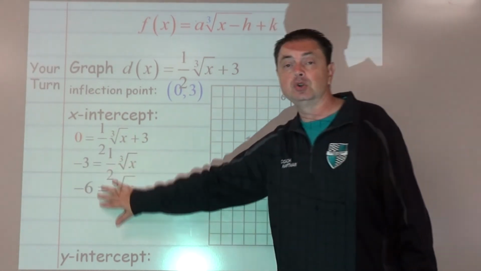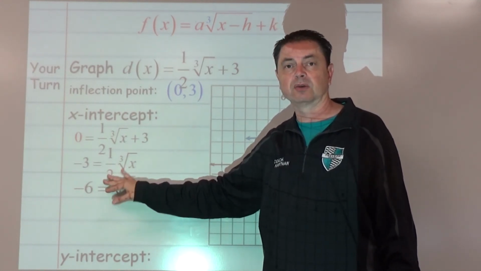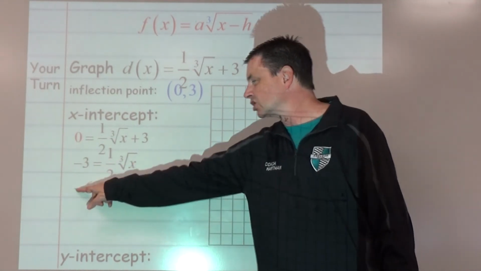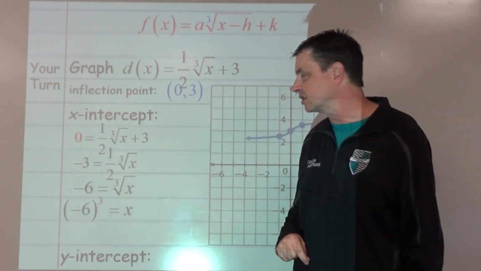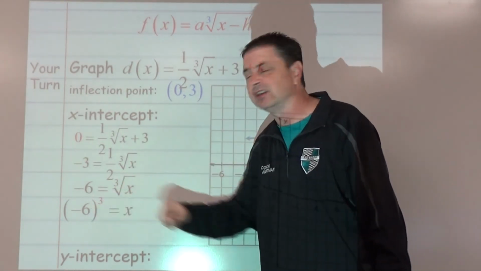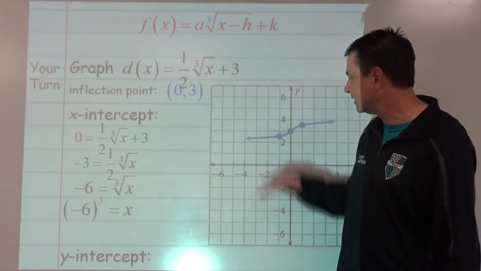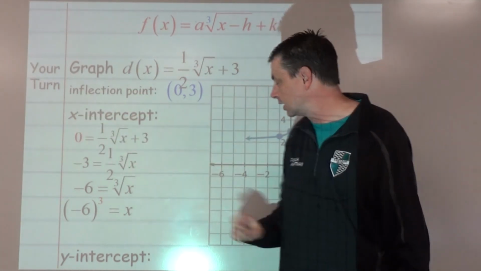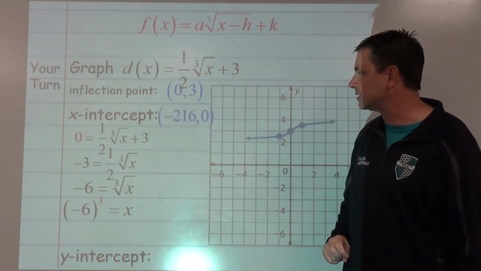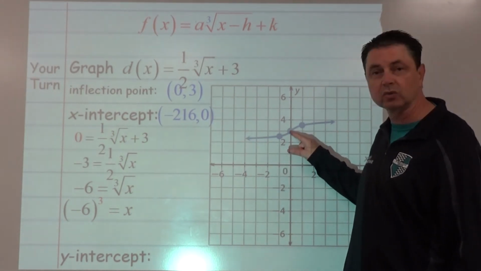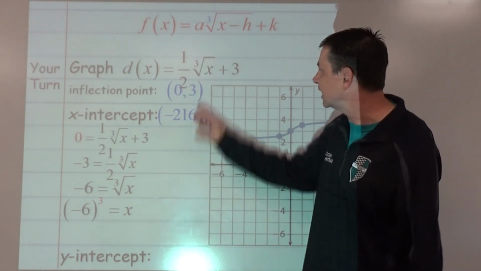And now we can undo the root by raising to the 3rd power, since it's a cube root. Make sure we have parentheses around the -6 to do that. And that's going to end up being -216. So it's going to slowly come down. It's going to be a ways out there where we're going to come and actually run into the x-axis at -216, 0.